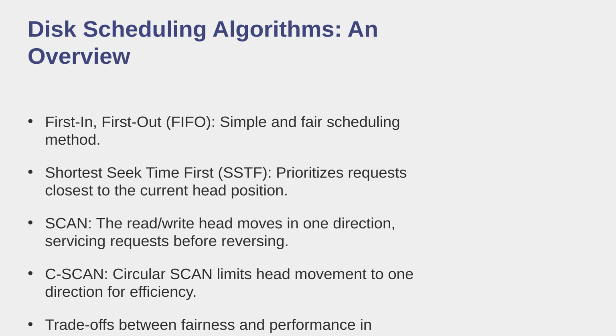Each of these algorithms presents trade-offs between fairness and performance. For example, while FIFO is simple, it does not consider the urgency of certain requests. In what scenarios would you prioritize fairness over speed in disk scheduling, and why?